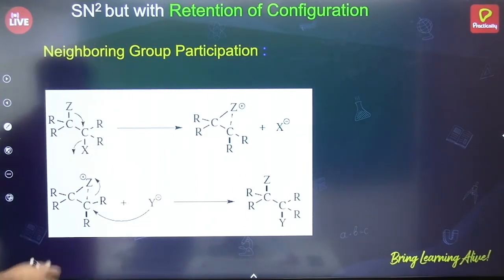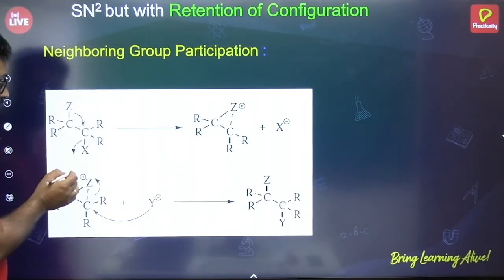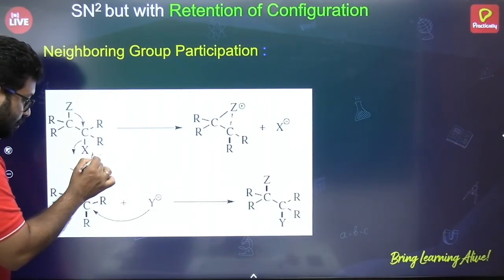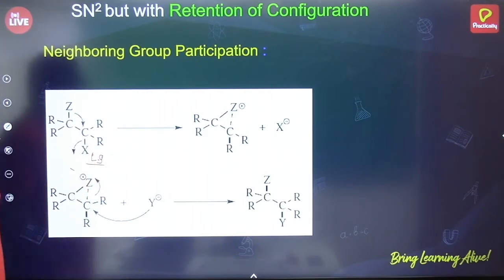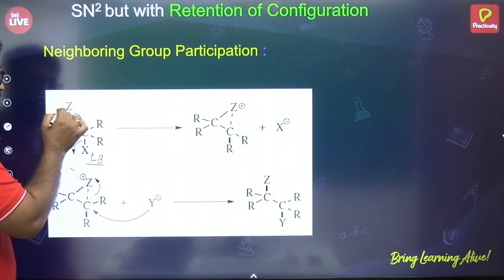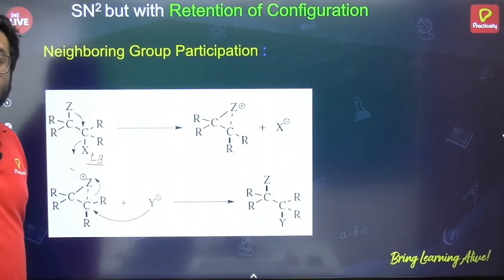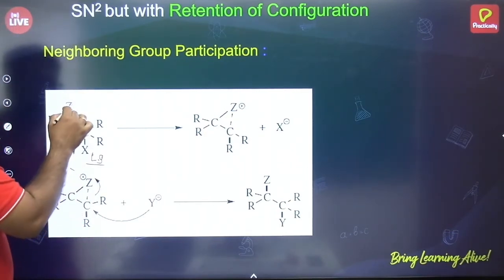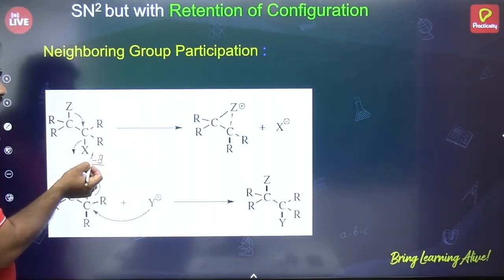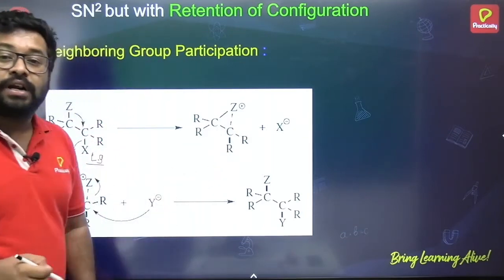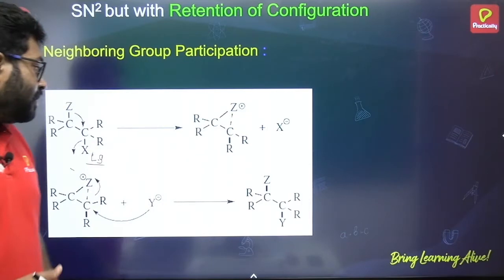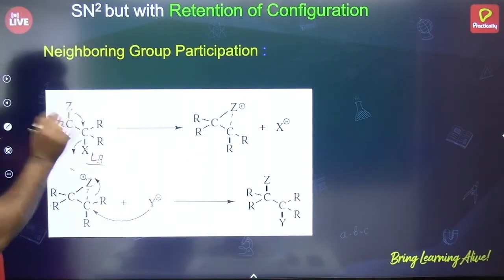Now you can see here this Z. See, this is your X. Now this X is leaving now. This X is your LG. LG means what? LG means it's a leaving group. Now whatever Z was there, Z is already present in your substrate. So it is attacking your carbon from the back side. You can see here, as soon as it attacks, it forms a three-member transition state, or you can say a ring transition state. As soon as it attacks, X minus departs.